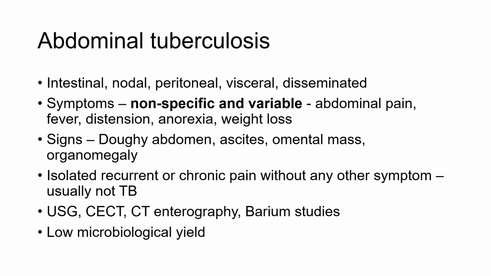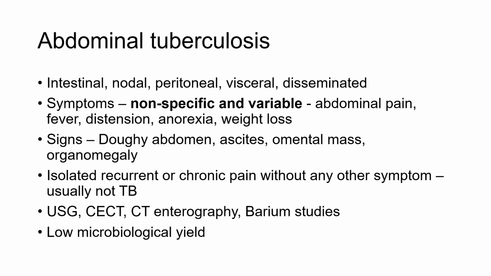Now coming to abdominal tuberculosis. Abdominal tuberculosis can be intestinal, nodal, peritoneal, visceral and disseminated. The symptoms are usually non-specific and variable like abdominal pain, fever, distension, anorexia and weight loss. The signs can be the abdomen can be doughy, which has ascites, omental mass or organomegaly seen in some cases. Isolated, recurrent or chronic pain without any other symptom usually is not tuberculosis.